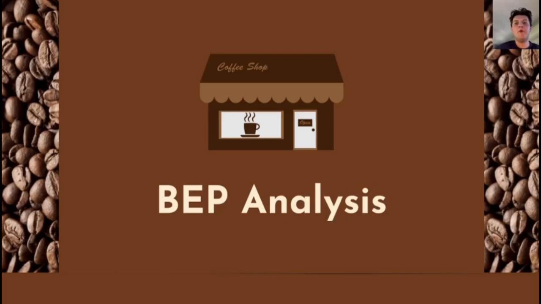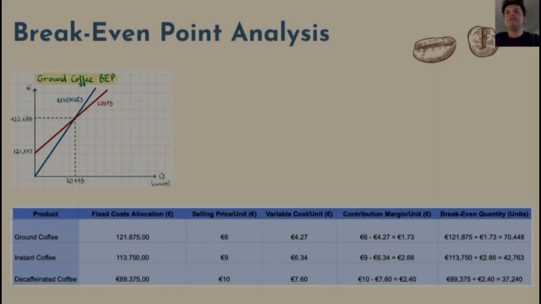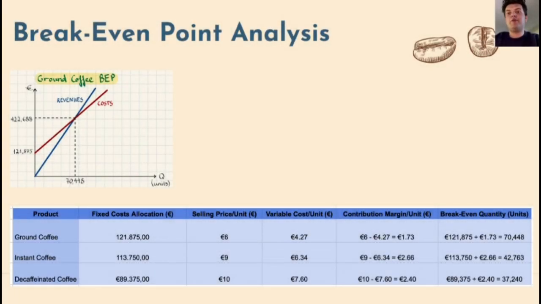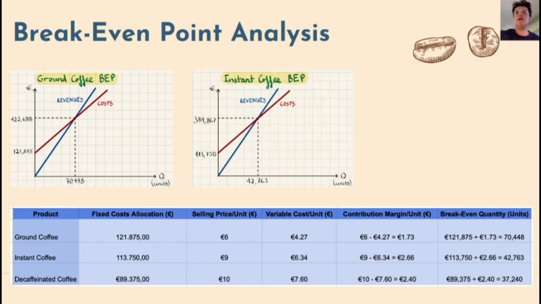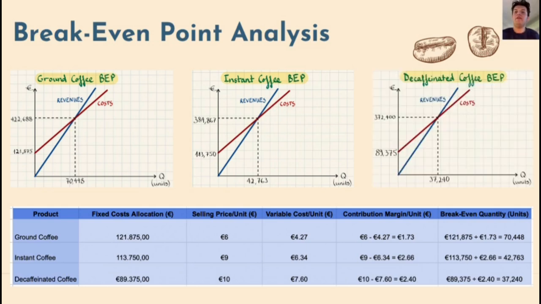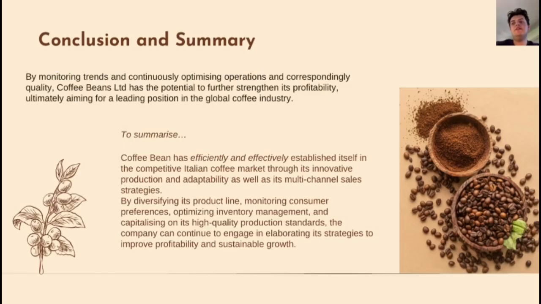To compute the break-even point, we started by using the formula: fixed cost over selling price per unit minus variable cost. The number of units that we obtained for our ground coffee production is 70,438. In the case of instant coffee, the break-even point is 42,763, while for the decaffeinated coffee, the break-even point has been computed as 37,240.